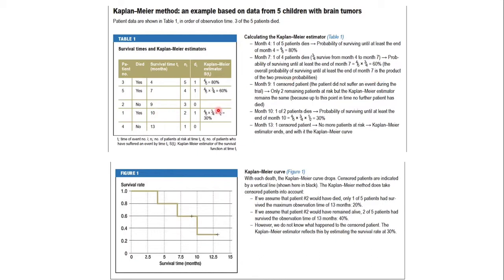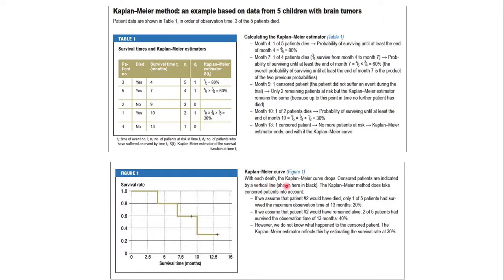We go to month 9. One patient was censored. The patient did not suffer an event during the trial. So now there's only 2 patients remaining at risk. So the probability is still at 60% at this point. Month 10 comes along, another patient dies of cancer. So the probability there would be 4/5 times 3/4 times 1/2, which is 30%. And in month 13, they had one patient censored, so the probability of survival was 30%.